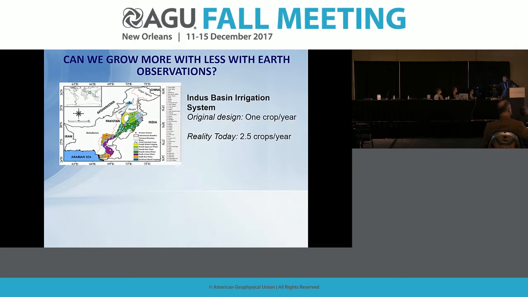There's another, more recent example that we've been able to achieve, which is about trying to grow more with less resources. Or in other words, it's like trying to minimize the wastage when you try to grow food. So it's, again, the same location in Pakistan. You're seeing the world's largest irrigation system.